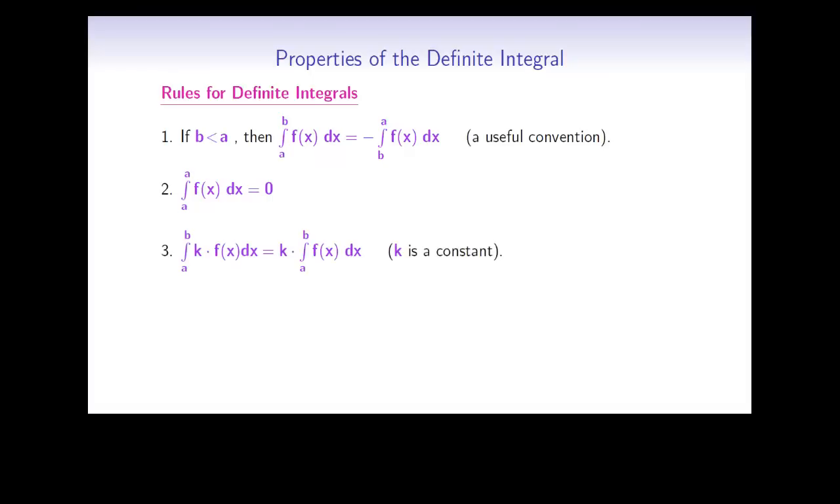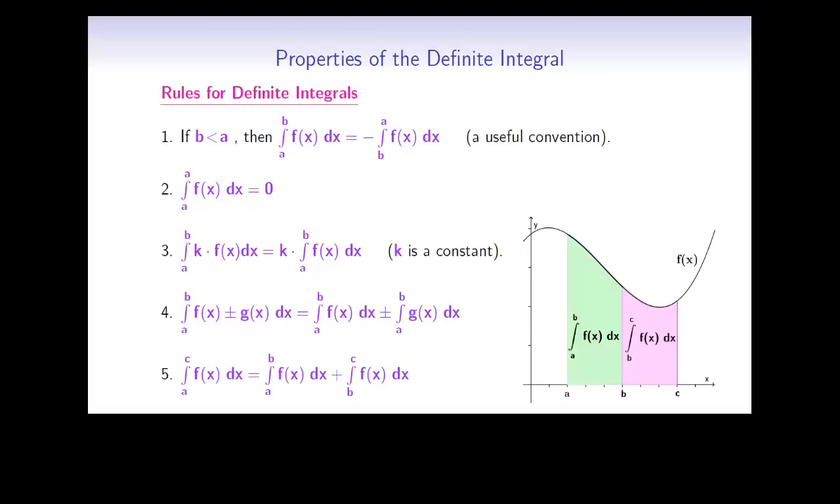3. The integral from a to b of a constant times a function is equal to that constant times the integral from a to b of the function. 4. The integral from a to b of a sum or a difference of two functions is equal to the sum or the difference of the two integrals.